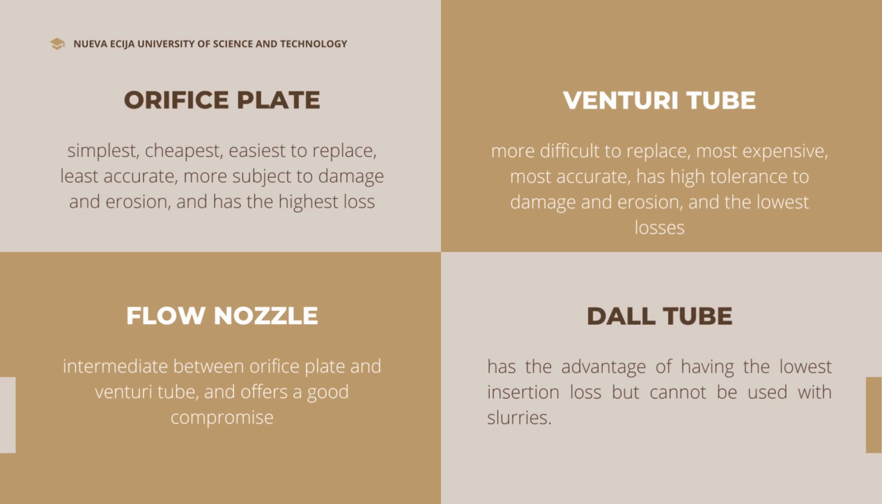Si flow nozzle naman, intermediate siya between the orifice plate and Venturi tube. So, parang ito yung pinaka-better, si Venturi tube. Tapos, ito yung gitna, si flow nozzle. Tapos, pinakababa si orifice plate. And yung flow nozzle is nag-offer ng good compromise. Si dowel tube naman, may advantage naman siya sa pagkakaroon ng mas mababang insertion loss. Kaso, hindi nga siya nagagamit kasi diba dun sa slurries.